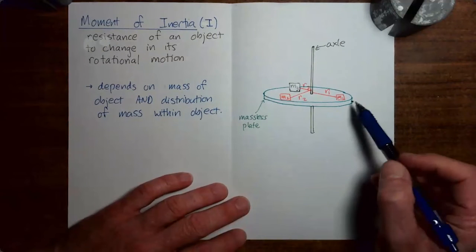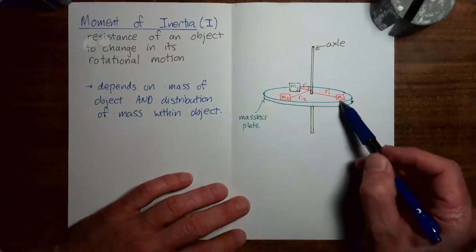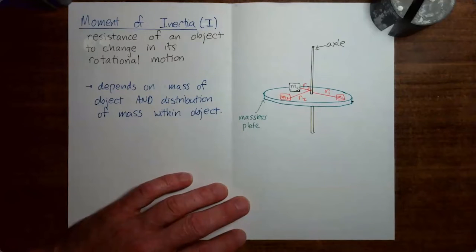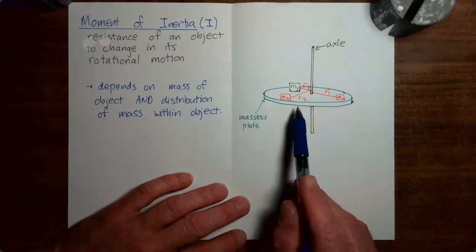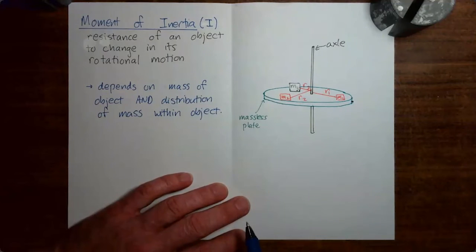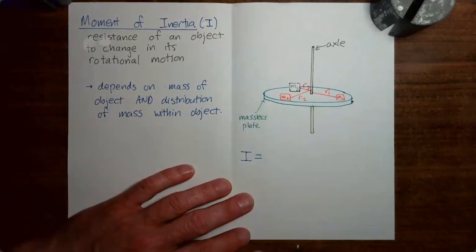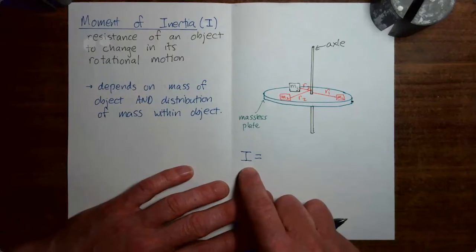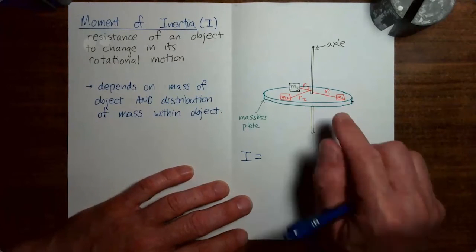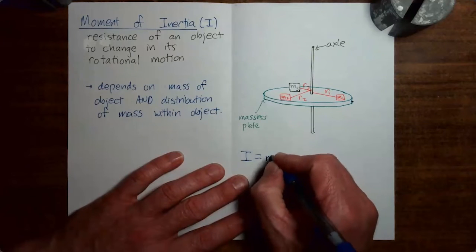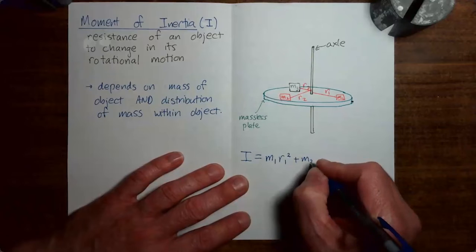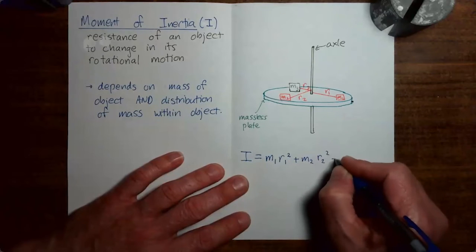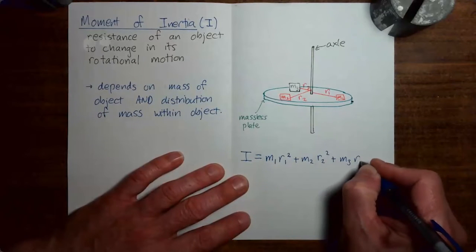So now we have the system that consists of the massless plate and the three masses we have stuck onto it. And we ask, what is the moment of inertia of this system for rotation around this axle here? So here's the formula. First of all, the symbol we use to indicate moment of inertia is a capital I. And for the system here, the moment of inertia would be mass 1 times r1 squared plus mass 2 times r2 squared plus mass 3 times r3 squared.